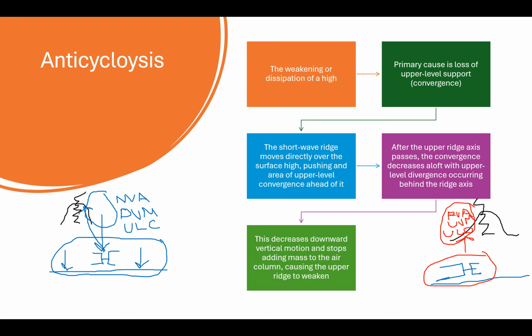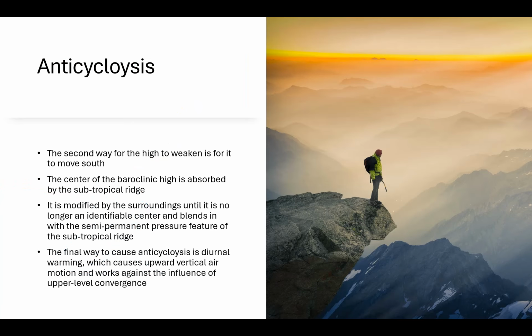So that's what happens overall. We start adding mass to the column, cause the upper level ridge to weaken. The vertical motion is going to stop. It's going to be replaced by rising air motion. That's why it's so important to look at the positions of these shortwaves at 500 millibars in relation to where the surface high pressure and low pressure are located.